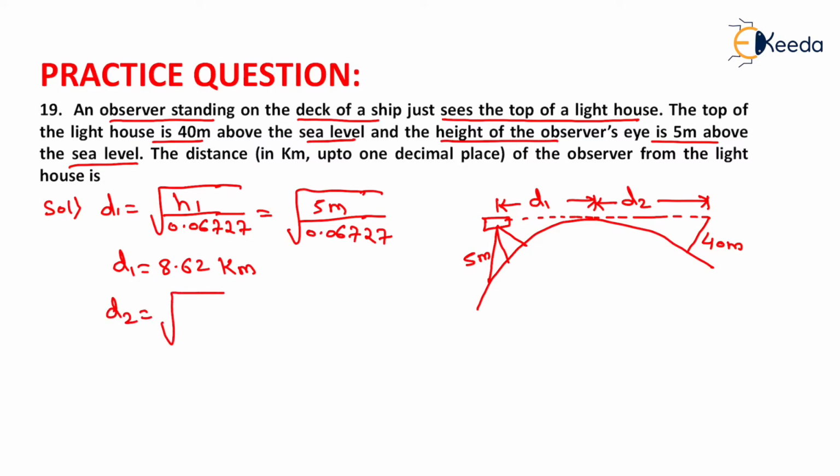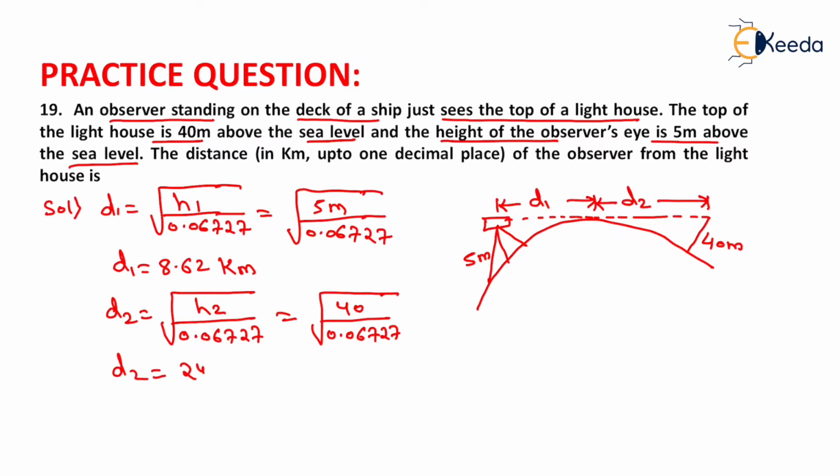Similarly, we can determine the value of d2. It will be equal to the square root of h2 divided by 0.06727. On putting the value of h2 as 40 meter, divided by 0.06727. On solving this, that is 40 divided by 0.06727, taking the under root of the answer, it will be equal to 24.38 kilometer.